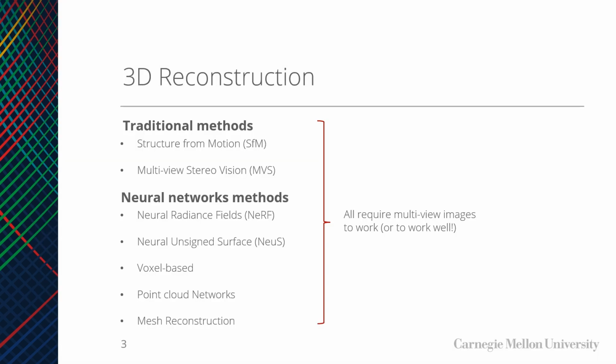3D reconstruction is one of the fundamental challenges in computer vision, with different applications in robotics, autonomous vehicles, gaming, VR, etc. There are so many approaches, such as traditional methods, structure from motion, multi-view stereo vision, and neural network methods such as NeRF, voxel-based, point cloud, and mesh reconstruction. All these have the caveat that they need multi-view images, and they also have a lot of ambiguity about the camera extrinsics and intrinsics. What if we just have a single view image that we want to reconstruct from?